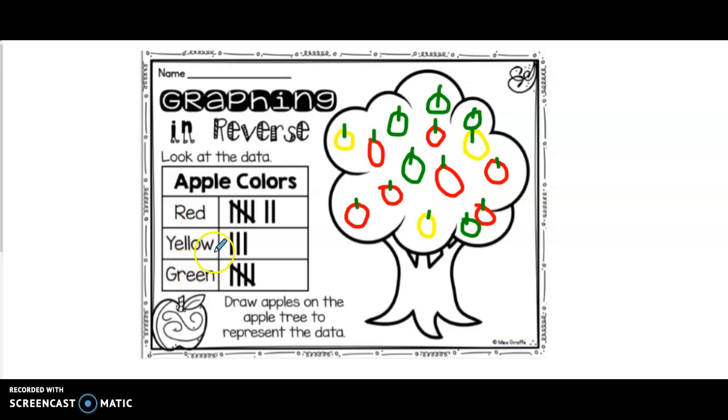So if I look at my tally chart, I can see that it matches the picture. There are 7 red apples, there are 3 yellow apples, and there are 5 green apples, and that's that.